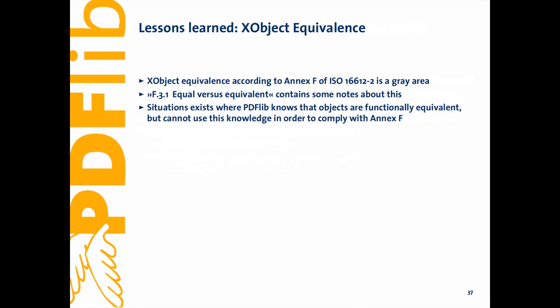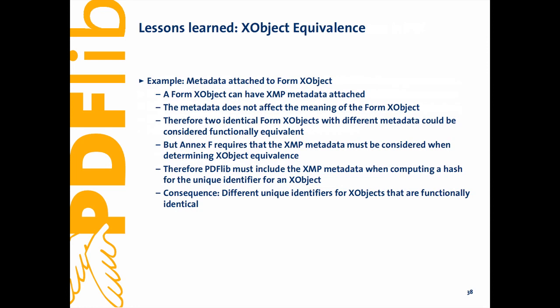X-object equivalence. There's a whole annex, Annex F, about how to determine whether two X objects are equivalent. And there are some problems or gray areas in that annex. Section F.3.1 already has some notes about this. And we came to the conclusion that there are situations where PDFlib would know that two objects are functionally equivalent, but we cannot use this knowledge because otherwise we would violate the standard.